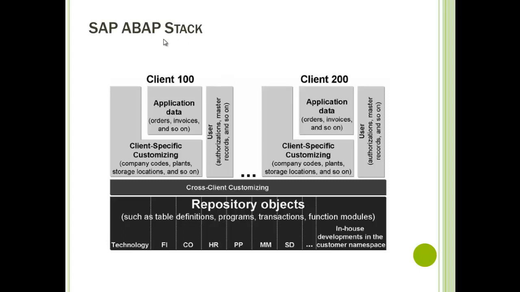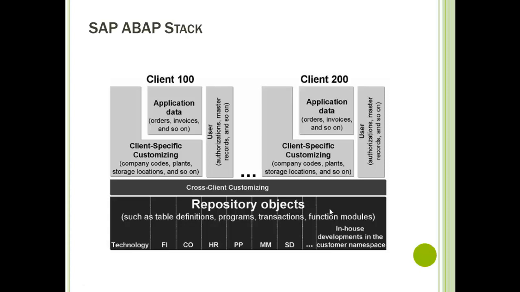So what does this particular client have? It has client specific customizing, the application data and the user information. Like this, you have several clients. The next clients also have client specific customizing, application data and user data. Then we have cross client customizing, then we have repository objects.